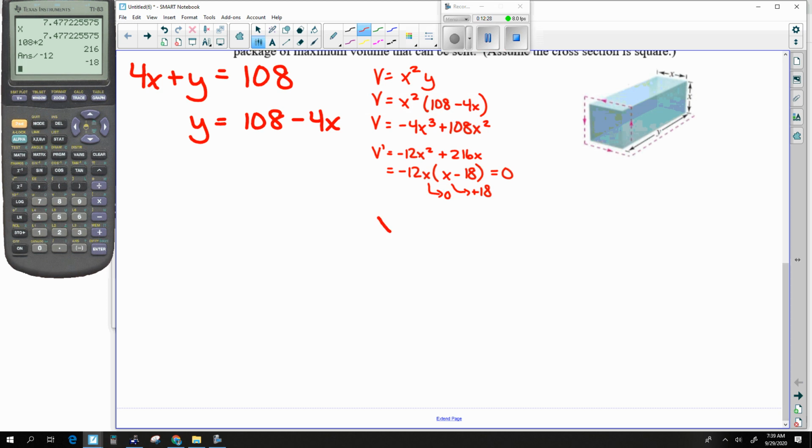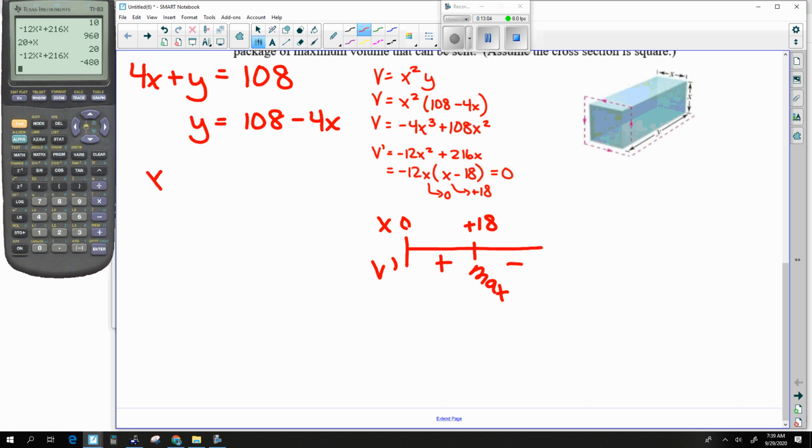So I'm testing this x versus the derivative of the volume, 0, positive 18. I test a number such as the number 10. I put that in the derivative, I'll get a positive number. Any number bigger than 18, such as the number 20, gives a negative. So that is a maximum, uphill, increasing to decreasing.